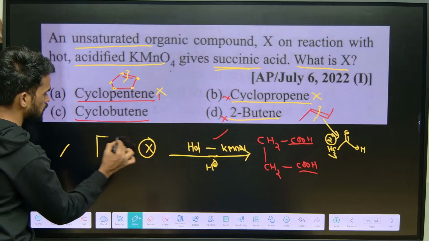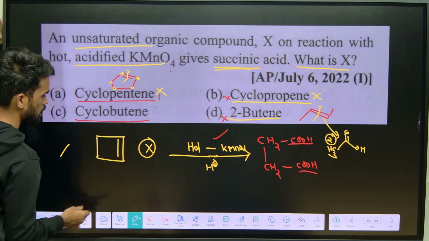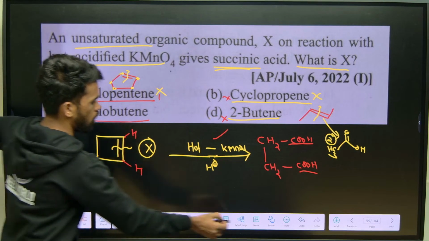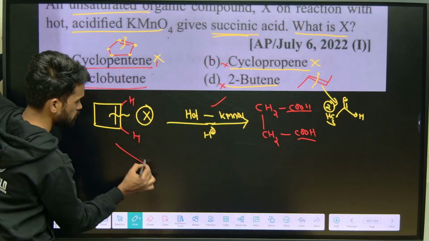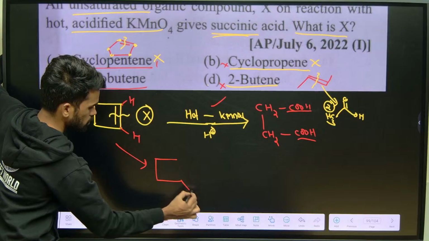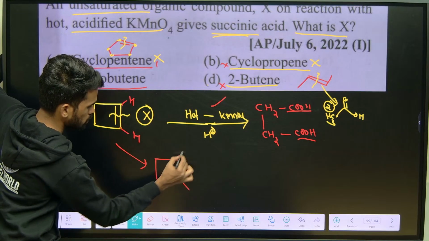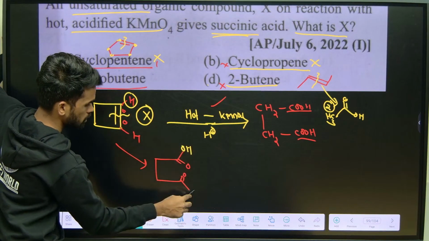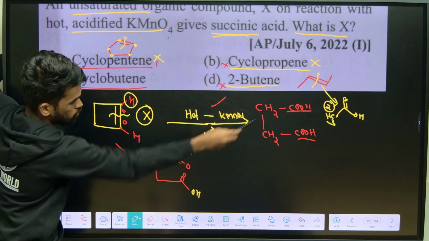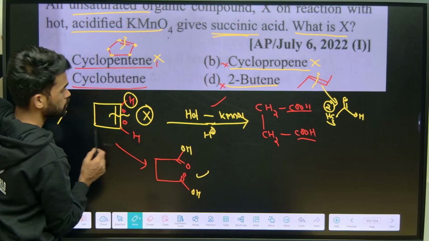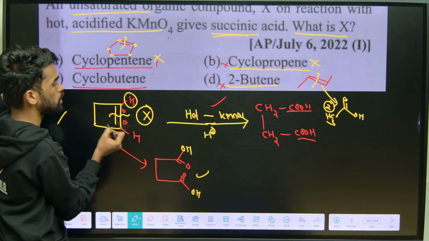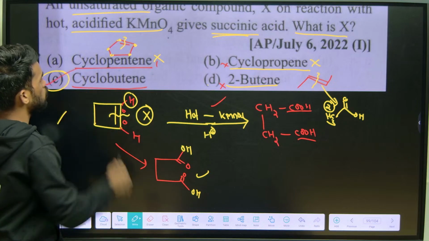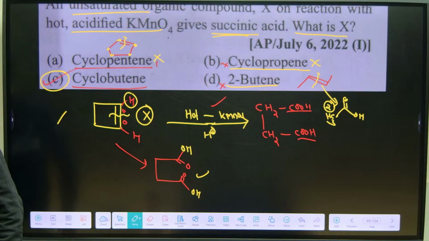So take the cyclobutene here, with hydrogen here and here. Just break this double bond and insert 2 oxygen atoms there, above and below, and the directly attached hydrogen will also get oxidized to OH. Yes, whatever product we required, that is the product formed during the treatment of this cyclobutene with hot KMnO4 in acidic medium. So what is our suitable answer? Option C, cyclobutene, will be your answer for the question.